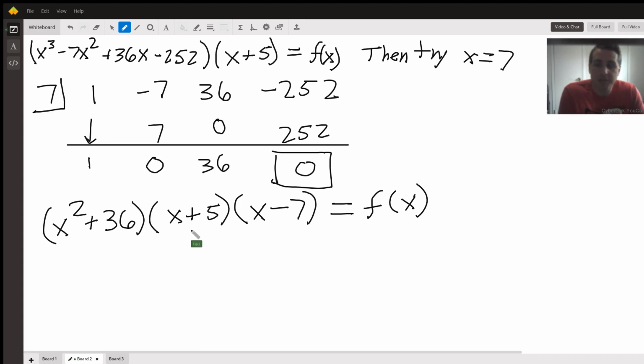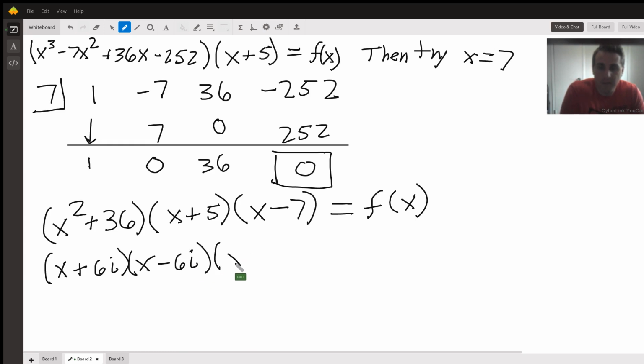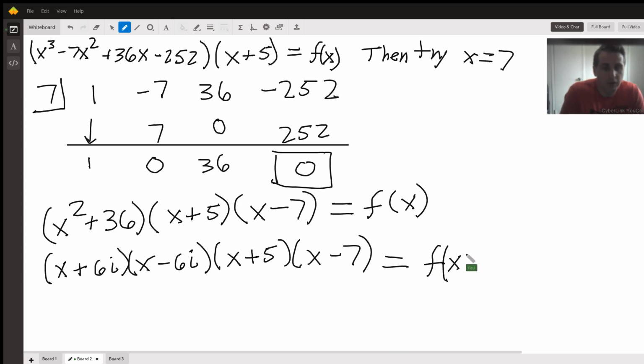So we get x plus 5 times x minus 7, those are the factors we've already found, times x squared plus 36. Now, x squared plus 36, we already know to be our 2 imaginary factors: x plus 6i times x minus 6i, and then our 2 real factors are x plus 5, and then x minus 7. And this should be the entire factorization of this function. Okay? So hopefully you can see how that works.